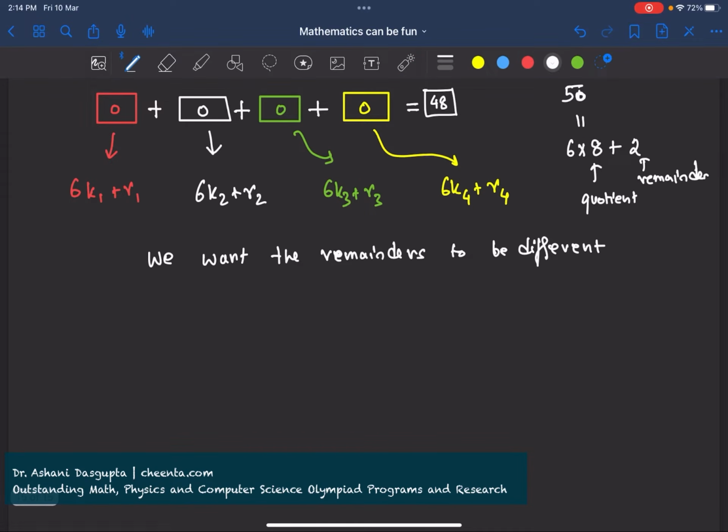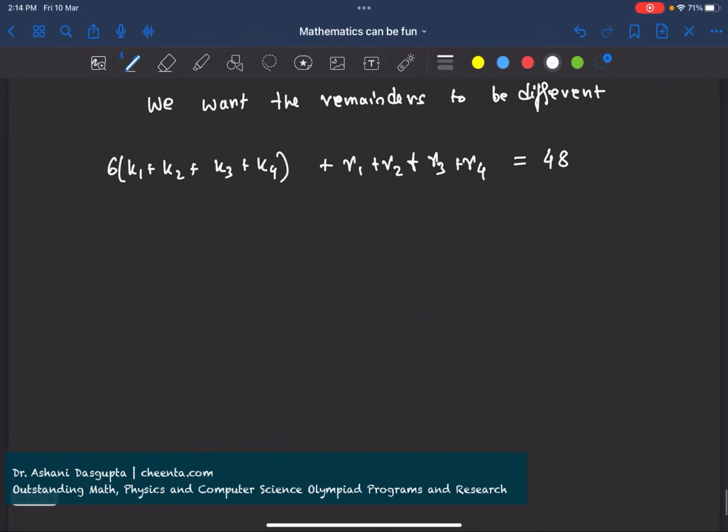Let's write it down. 6 times (k1 plus k2 plus k3 plus k4) plus r1 plus r2 plus r3 plus r4 equals 48. Right? So this sum is equal to 48. So r1 plus r2 plus r3 plus r4, the sum of the remainders, is 48 minus 6 times (k1 plus k2 plus k3 plus k4). Now here comes a very crucial step.